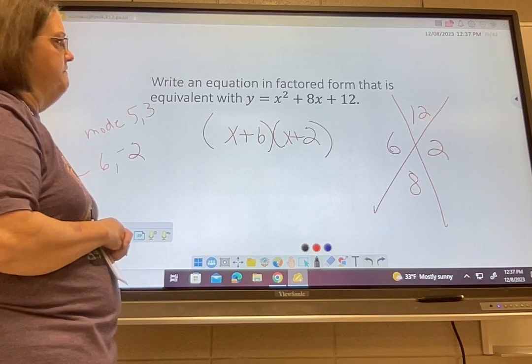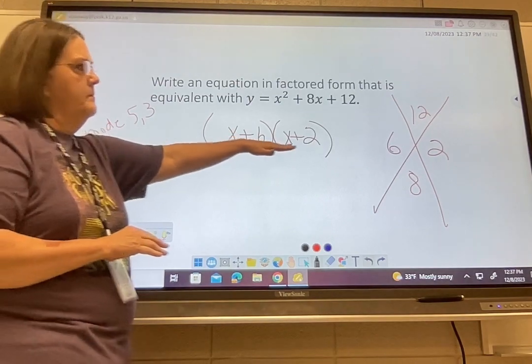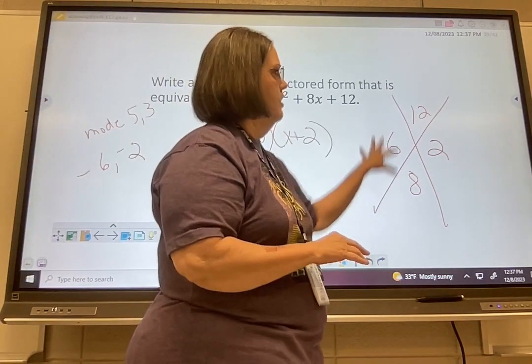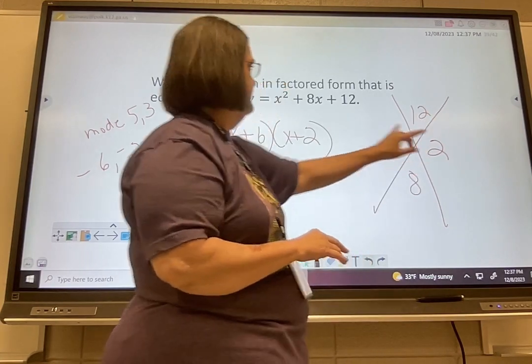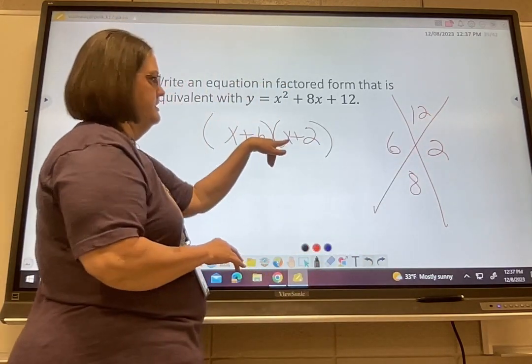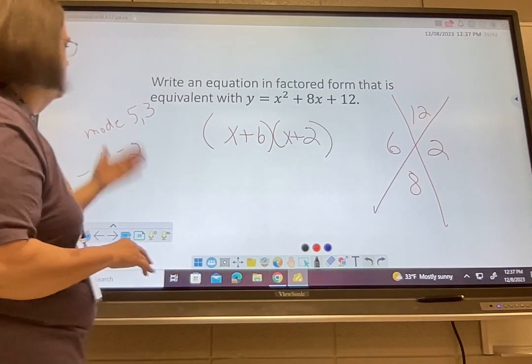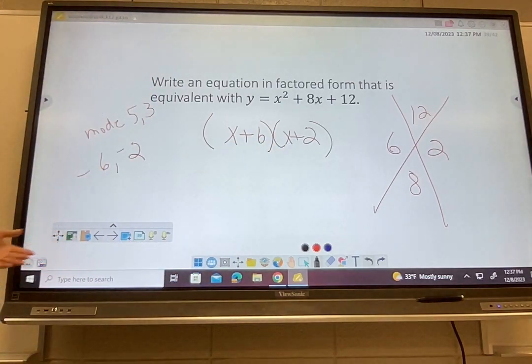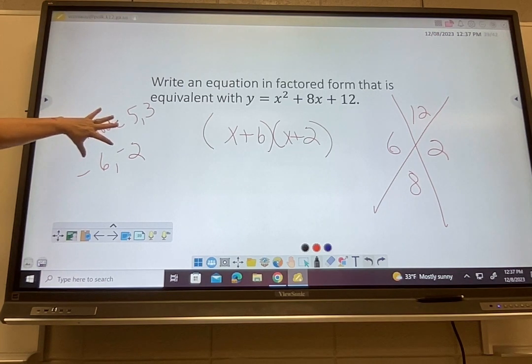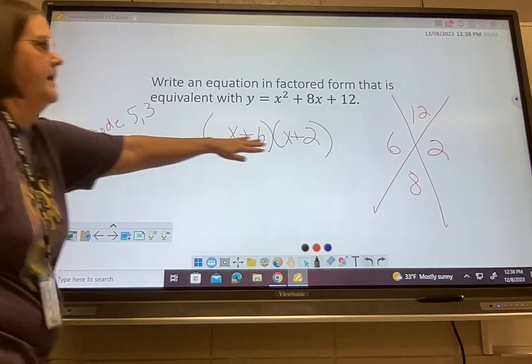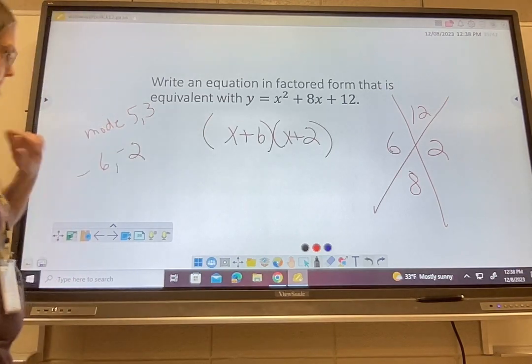Write an equation in factored form. This is factored form. I actually did it the way I taught you. I put 12 here, 8 here. What factors of 12 add to be 8? 6 and 2. So that's that. Or if you go into mode 5.3 and you put it in mode 5.3, x1 and x2 is going to be -6 and -2. And here's where you change it to find the factors.